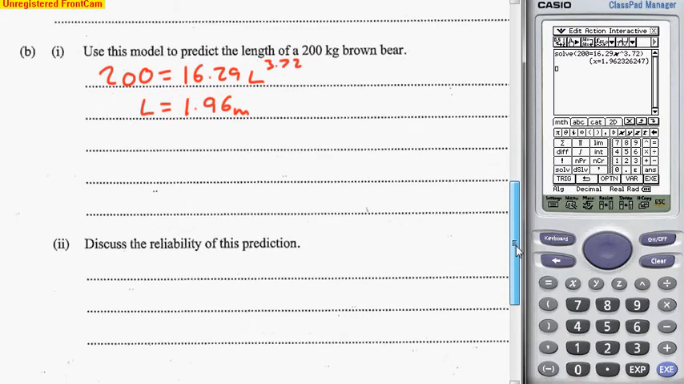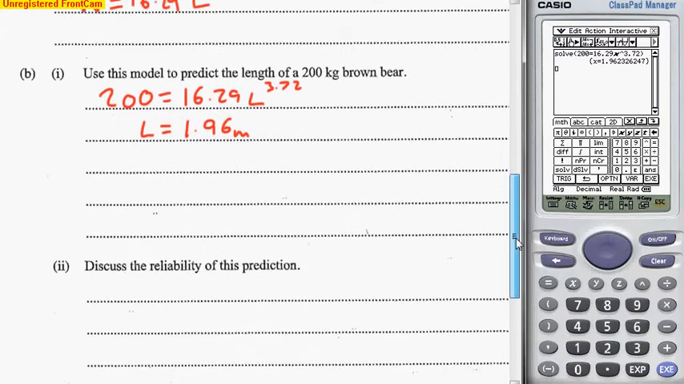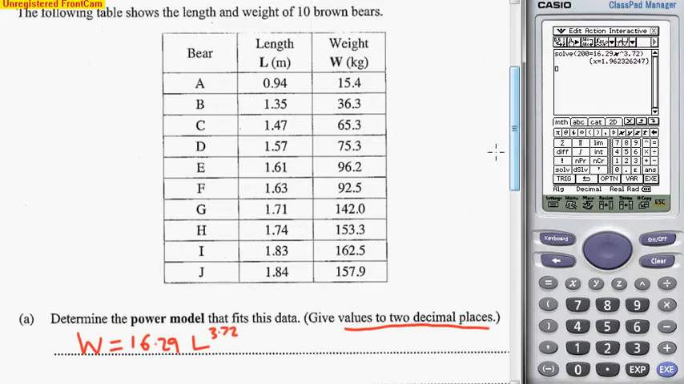To discuss the reliability, well, I've got a 200 kilo bear, 1.96 meters long. Here is my original data. You can see that the length 1.96 is outside that data range. The weight, also being 200, is also outside the data range.